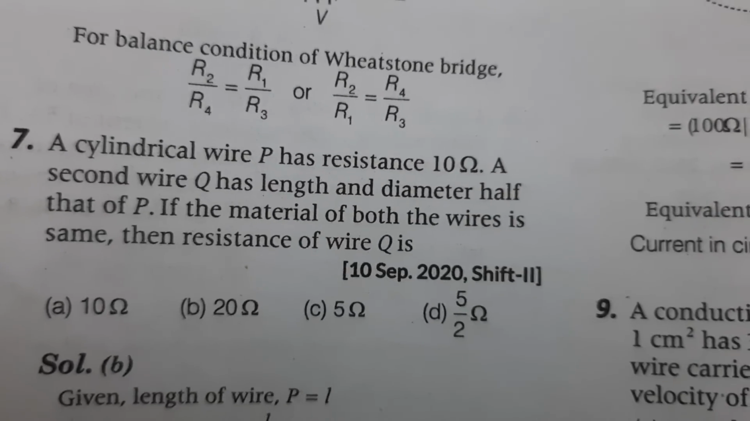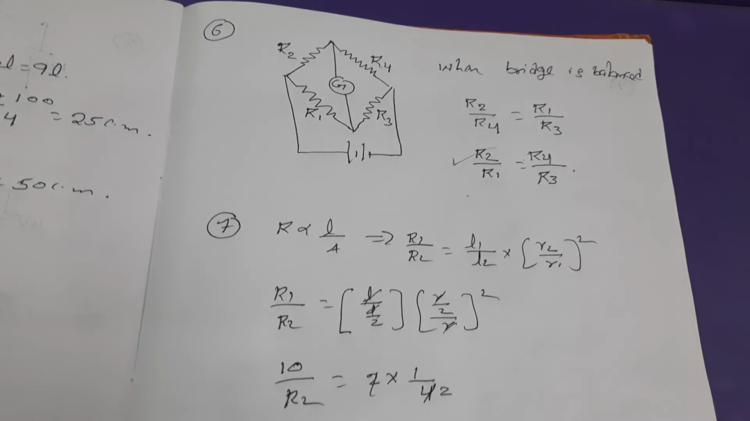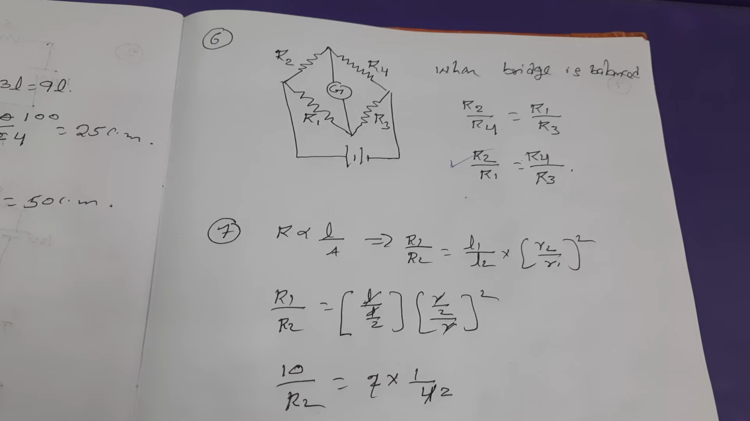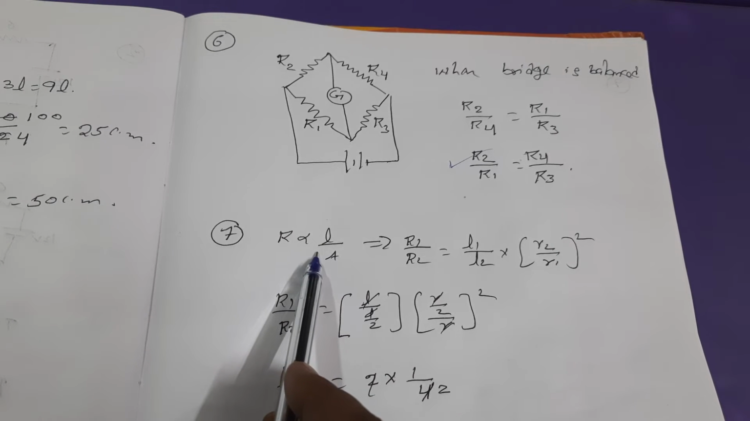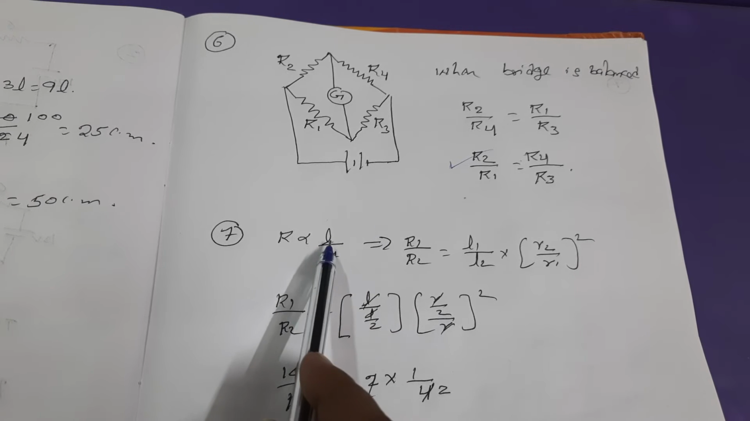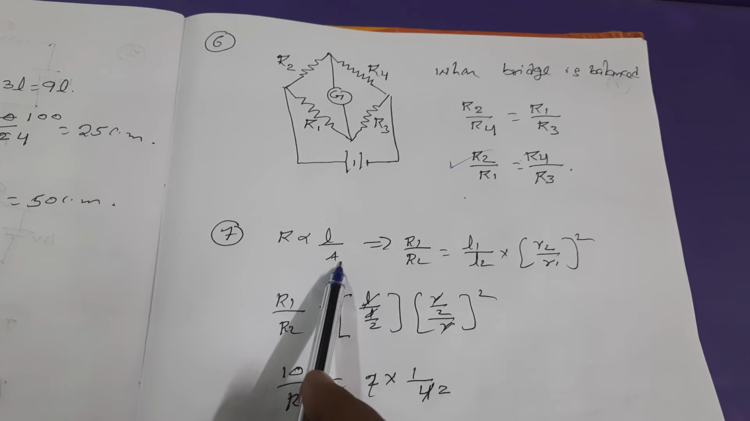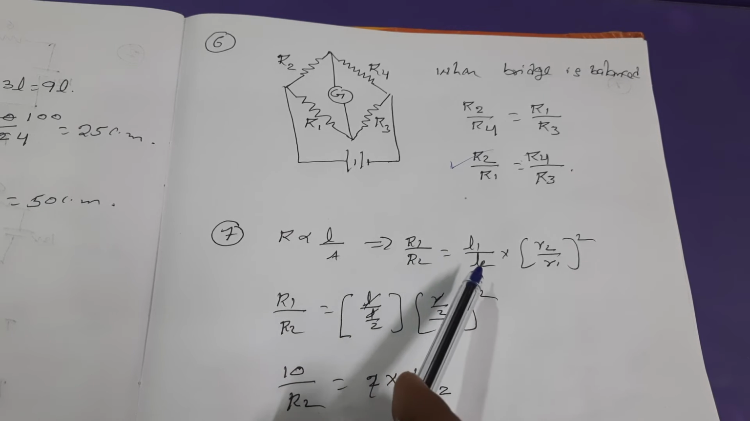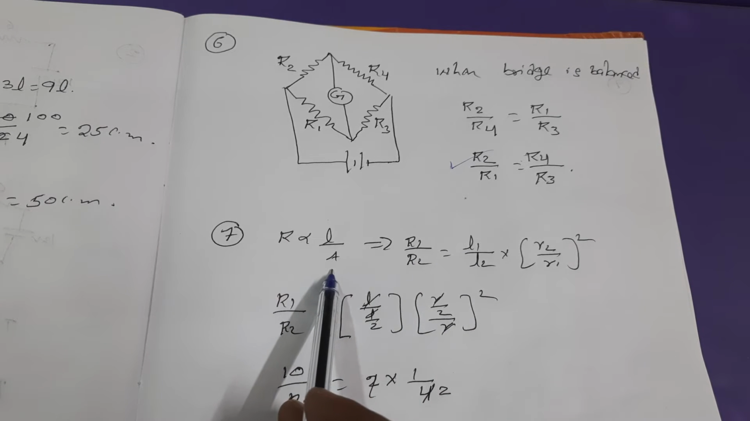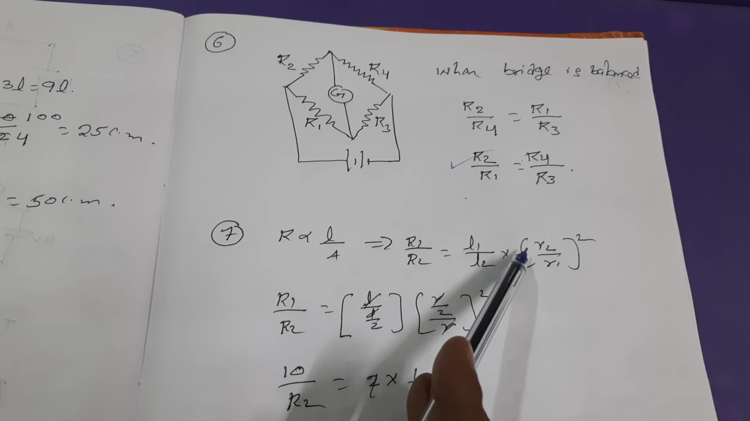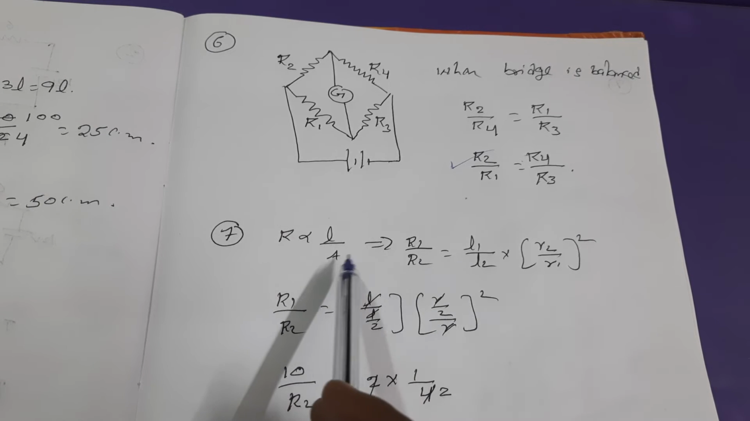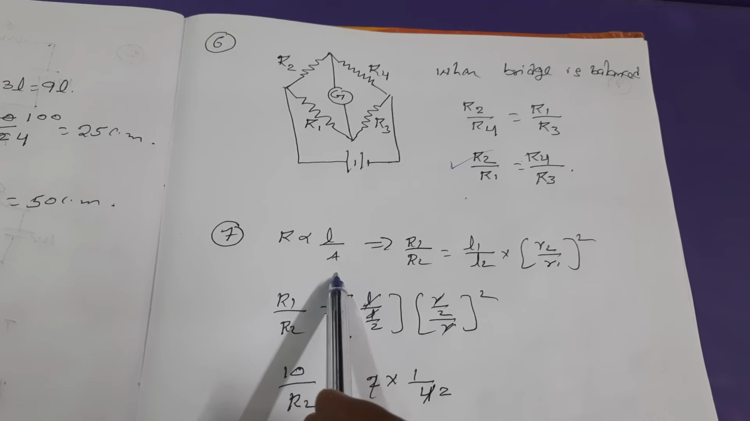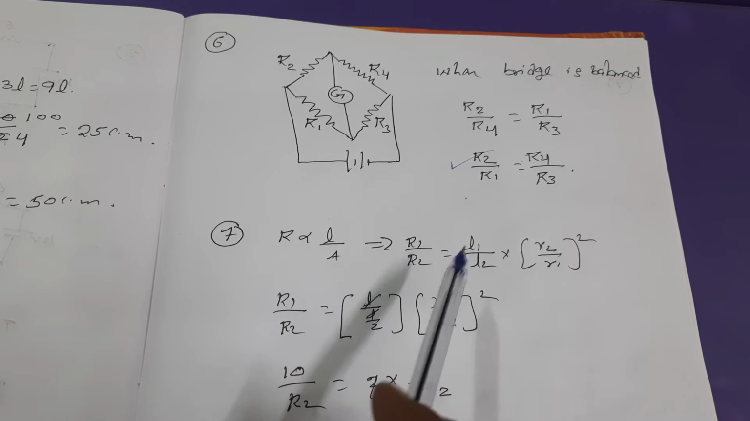They have given the resistance of the first wire as 10 ohms. It's very easy. Look here, we have to take the ratio relation of resistance and length, because specific resistance is constant. So R is directly proportional to length and inversely proportional to area. So we can write R1 by R2 equals L1 by L2 into, instead of area, I have taken diameter or radius, anything, R2 by R1 whole square, because it is inversely proportional. Instead of area we are taking diameter square.